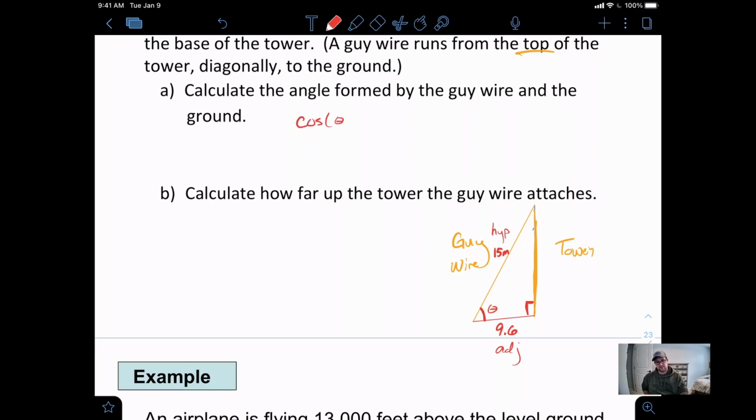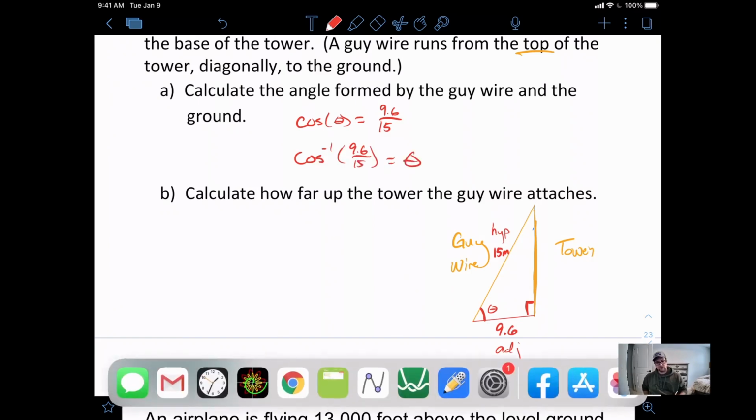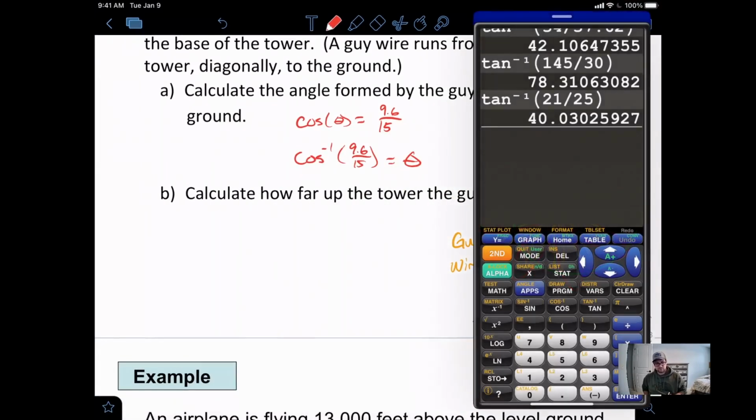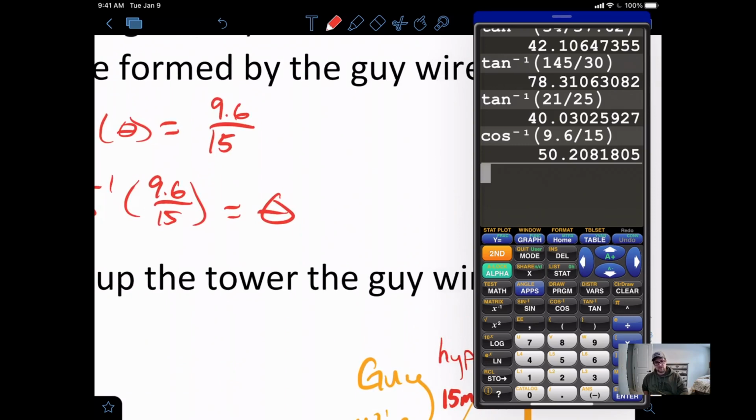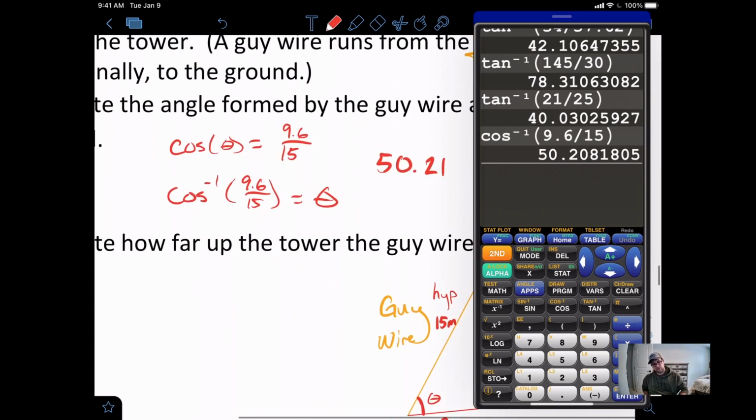So cosine of our angle theta would be equal to our adjacent, which is 9.6, over our hypotenuse, which is 15. Obviously, we're looking for the angle, so we're going to use cosine inverse of 9.6 over 15, and that will be equal to theta. Calculating that out, second cosine inverse of 9.6 divided by 15, we end up getting that that angle is 50.21 degrees. Right? That is the angle. We call that an angle of elevation. If we were standing up on the ground, we would have to look up to see it.